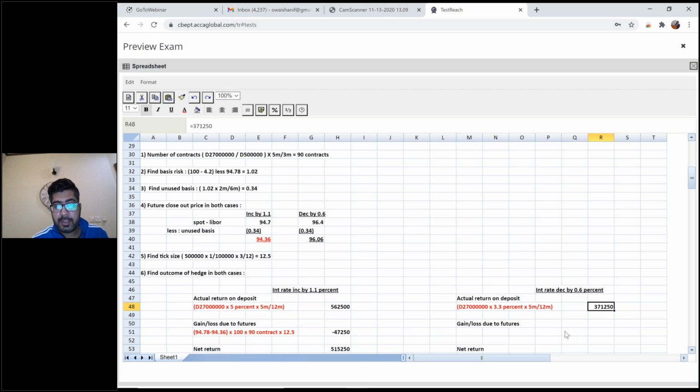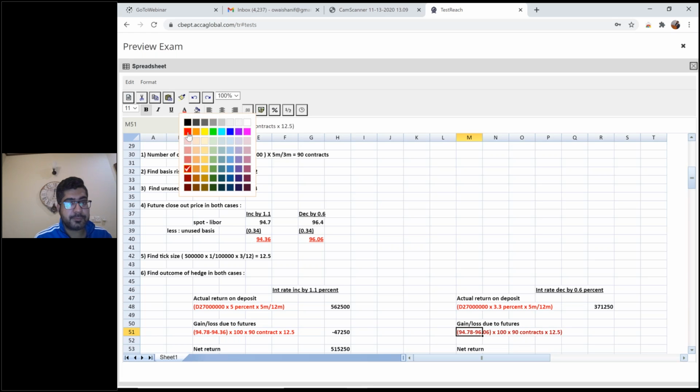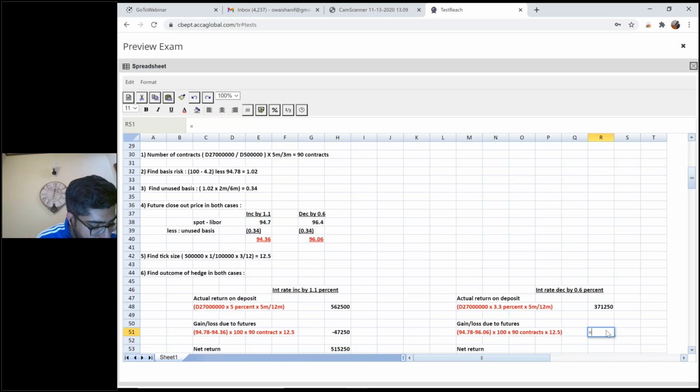Now, gain loss due to futures. The formula of gain loss is the difference between futures price and futures closure price. You all know that futures price is 94.78. The futures closure price in case of decrease is 96.06. I just made it red in step 4. That's the formula, difference between futures price and futures closure price into spot 100 into contracts 90 into tick 12.5. This makes it 144,000.